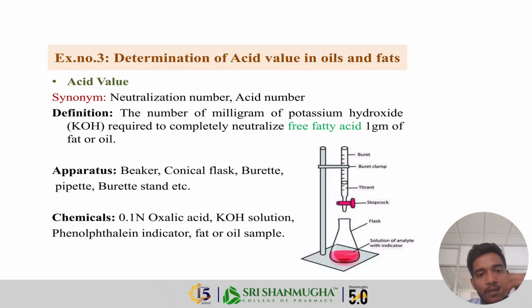First one, synonym: neutralization number and acid value. Definition: the number of milligrams of potassium hydroxide required to completely neutralize the free fatty acids in 1 gram of fats and oils. The following apparatus is used in the experiment: beaker, conical flask, burette, pipette, etc. Chemicals: 0.1 molar, 1 normality oxalic acid, potassium hydroxide solution, phenolphthalein indicator, and fats or oils used as a sample.